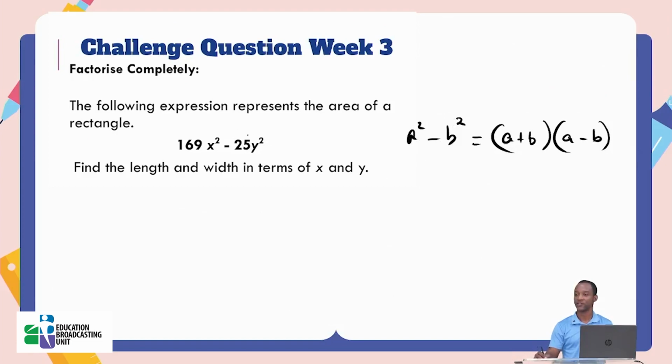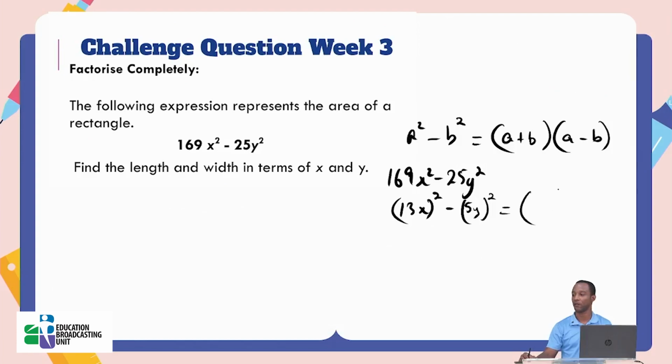So let's look at this. We can definitely see that it's in this format. We have 169x squared minus 25y squared. We can write this as a square term in terms of 13x to be squared, and we can write this other one as 5y to be squared. So the square of 13x is 169x squared, and the square of 5y is 25y squared. Now we're seeing that this is in this form.